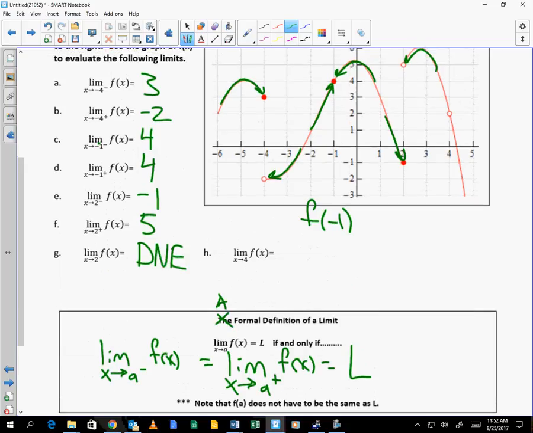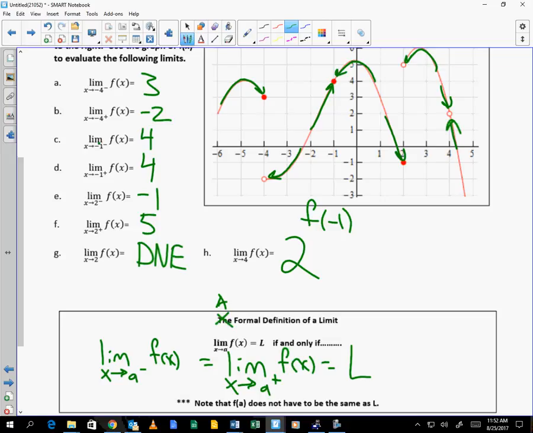So now we're going to approach 4. Is this a one-sided limit or a two-sided limit? Two-sided limit. I approach from the left and I get 2. I approach from the right and I get, is that the same? So therefore the limit exists.